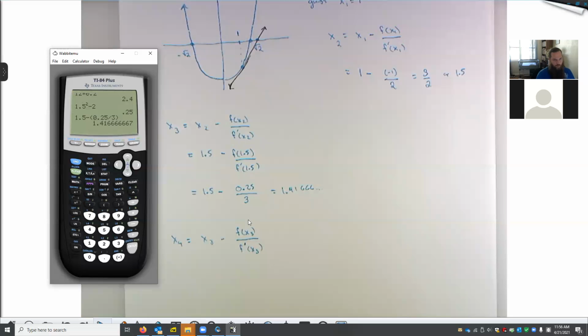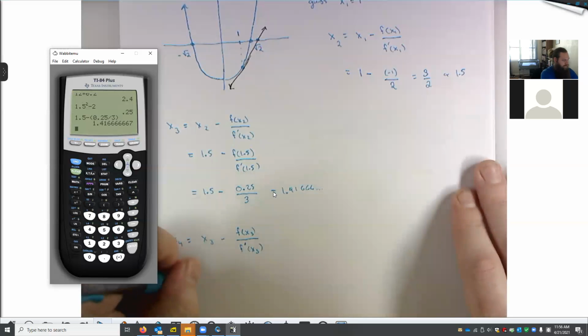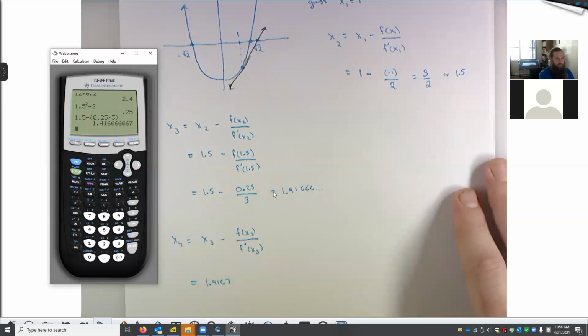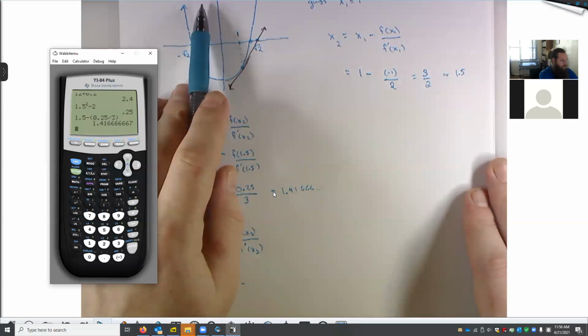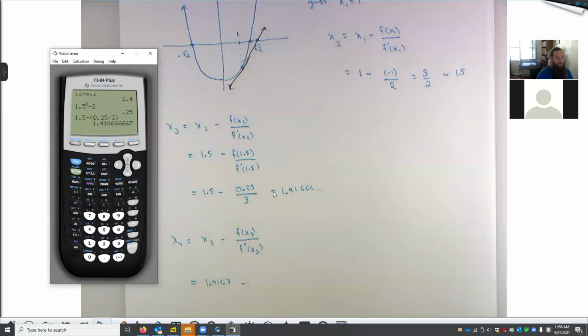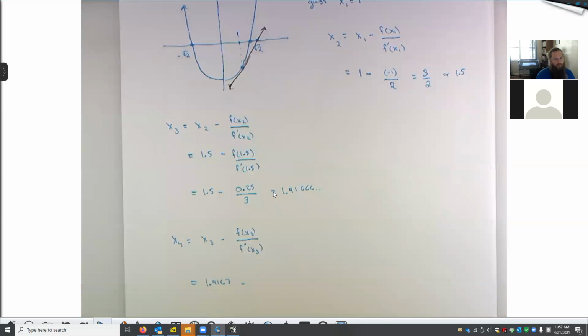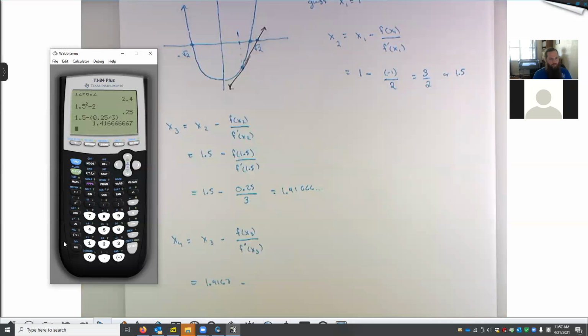x3 is 1.416 repeating. I'll just write it as 1.4167. I'll round there at the fourth decimal place. Minus, what is f of x3? Well, that's 1.4167 squared minus 2. So what I'm going to do is use the rounded version. Why not?